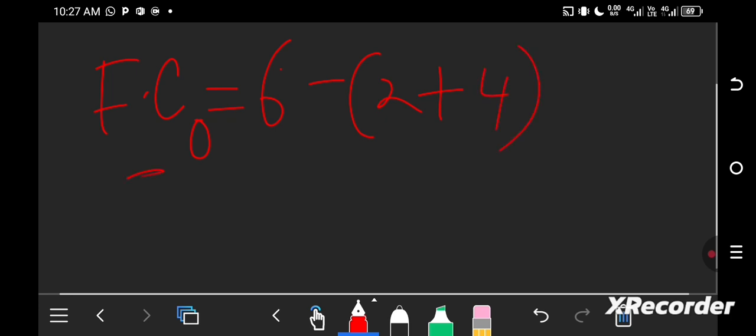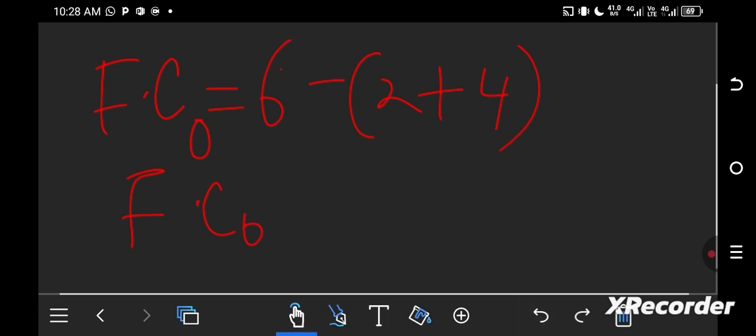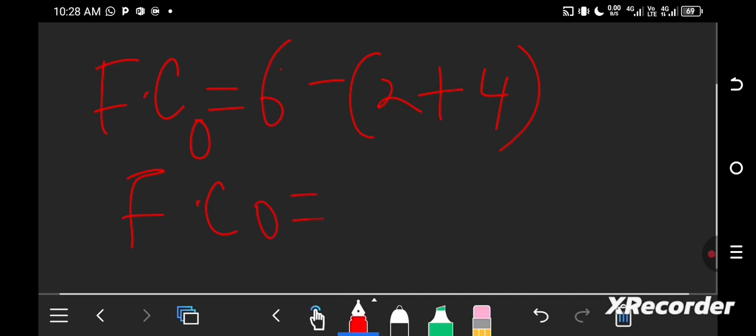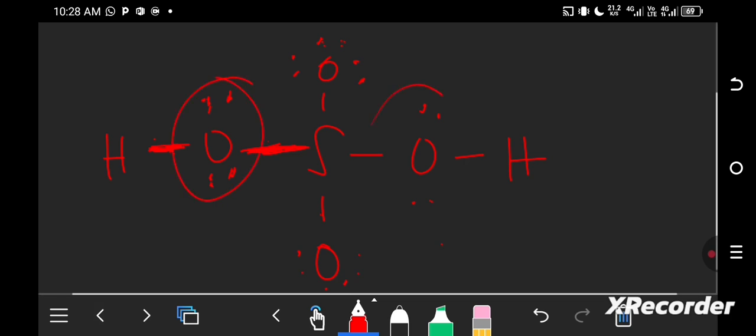So the formal charge for oxygen will be equal to 6 minus 2 plus 4, that is 6 again. So it will be equal to 6 minus 6, which is 0. So that is basically the formal charge for oxygen in that compound, for this oxygen and for that oxygen. Okay, now let's look at the formal charge for this oxygen, which is equal to the formal charge for that oxygen. So how are we going to calculate that?